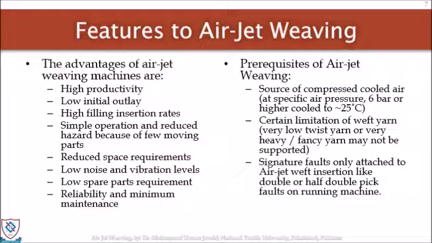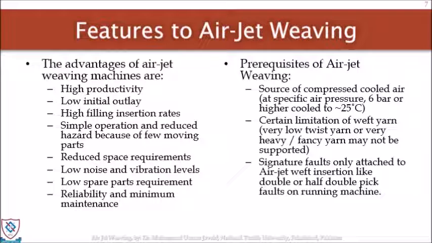Some faults are only related to air jet. For example, on the running machine, double wefts can be inserted if some parts of the system are malfunctioning, and these faults, a range of faults, can be present. Some signature air jet weaving faults are there, so we need to be careful about those also.